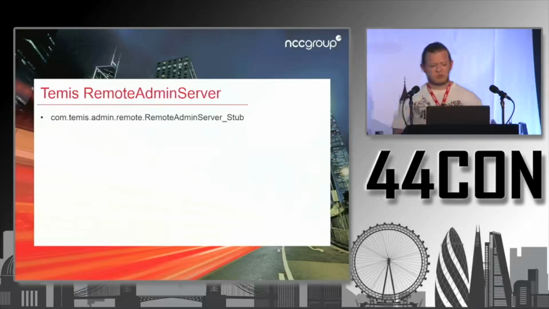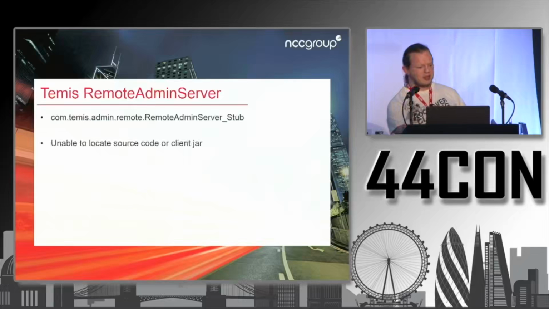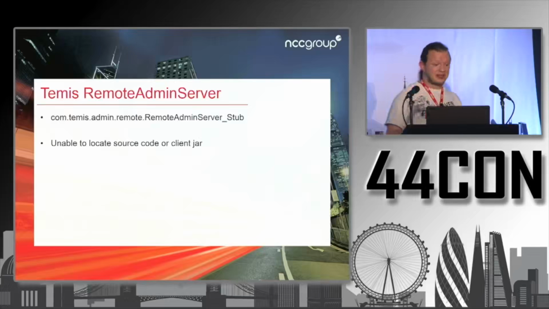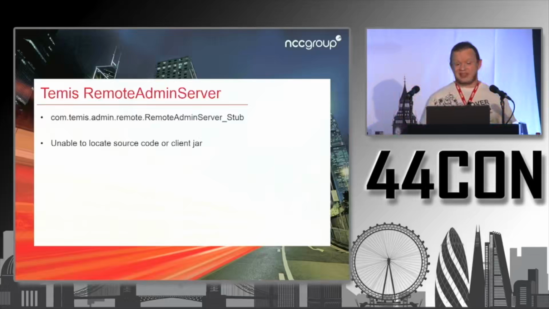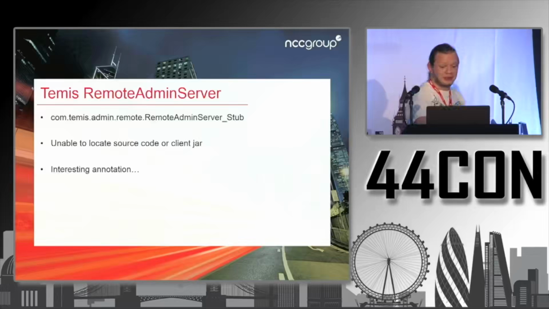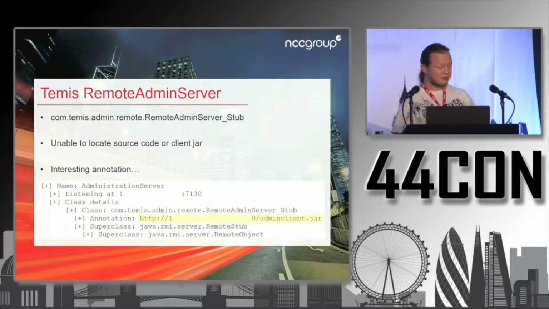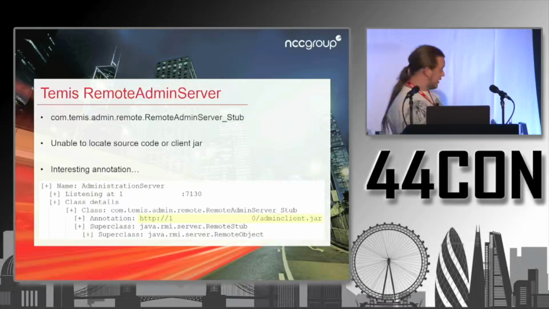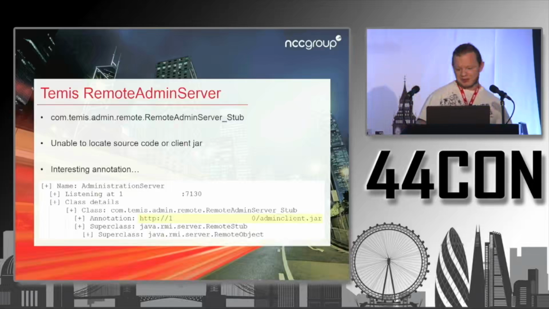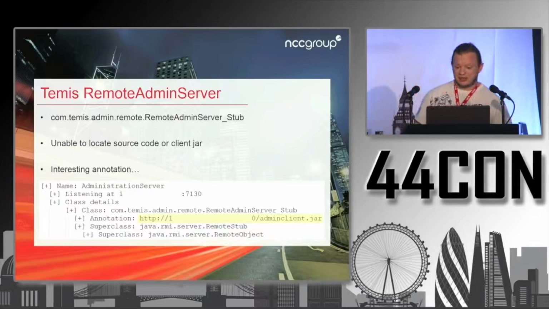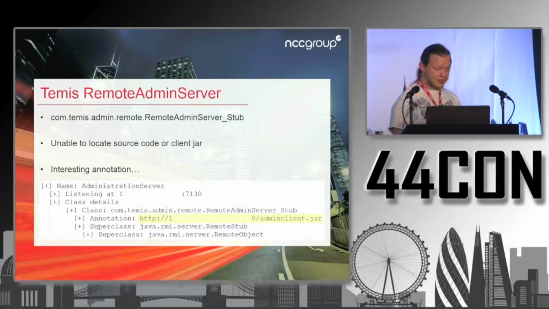Another one, Temis Remote Admin Server. Again, that's a class name that was exposed. Sounded interesting, so I had a look, and I couldn't find source code, I couldn't find the client jars, server jars, couldn't find anything to do with this, in fact. But BaRMIe actually revealed an interesting annotation. So the classes could have string annotations. In this case, we've got a HTTP URL that ends in admin_client.jar. I was actually able to go to that URL and download this jar file.